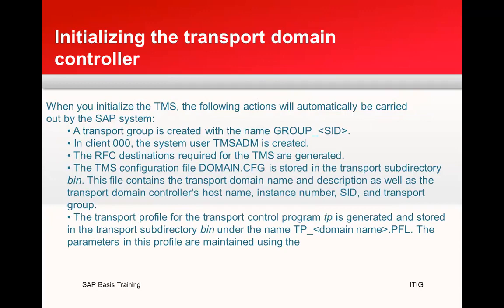Okay, when you initialize the TMS, the following actions are performed. The transport group is created, and in client 000 TMSADM is created, the required RFC destinations are created, and the TMS configuration file DOMAIN.CFG is generated and stored in the transport directory. Then the transport profile for the transport control program TP is generated and stored in the transport directory bin.